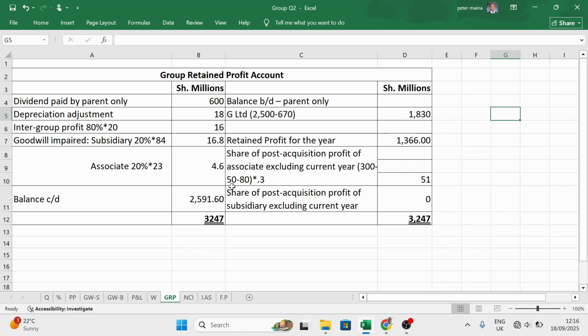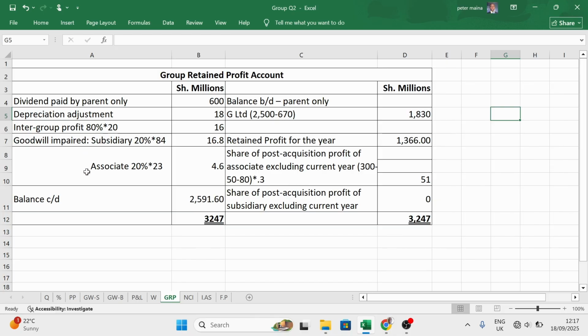So that is what is happening here. 300, deduct 50, which is pre-acquisition, deduct 80 because we said excluding current year's profit, and 80 is current year's profit. So what you are remaining with is post-acquisition profit excluding current year, and because we have said it is a share, the parent will take its share. The share of the parent is 30%, so multiply by 0.3 or 30%, that will give you 51. So those are the only items we show on this credit side.